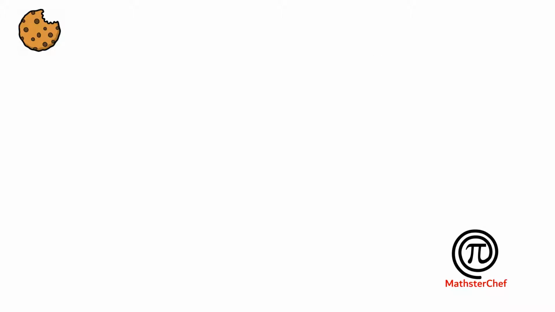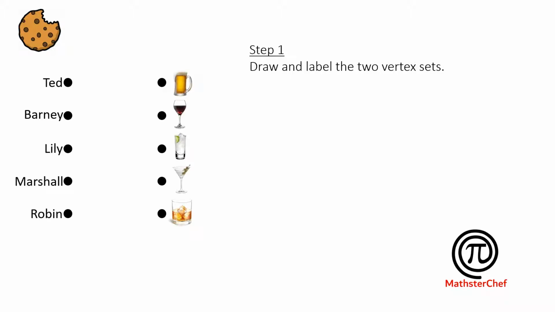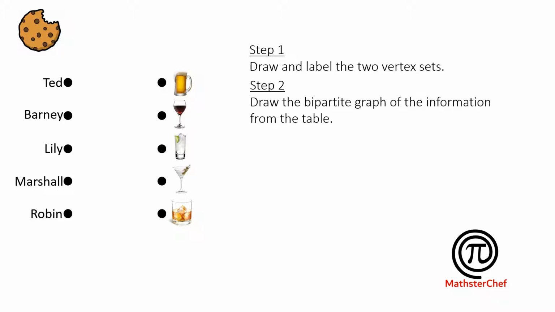So step 1 in this problem is to draw and label our 2 vertex sets. So we're going to have down the left hand side a list of our friends and down the right hand side a list of our drinks. Now step 2, we need to draw the bipartite graph using the information from the table. Now we do this by joining each friend to the drinks that they like by an edge, like so.